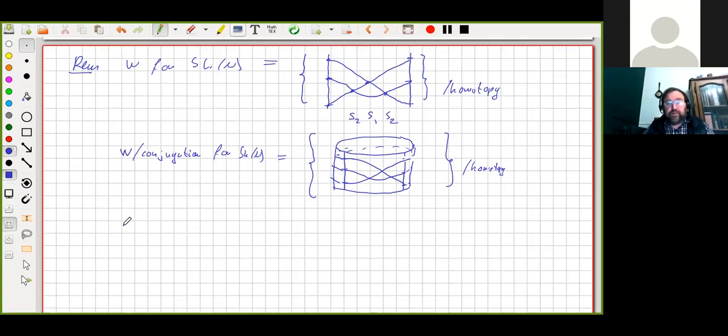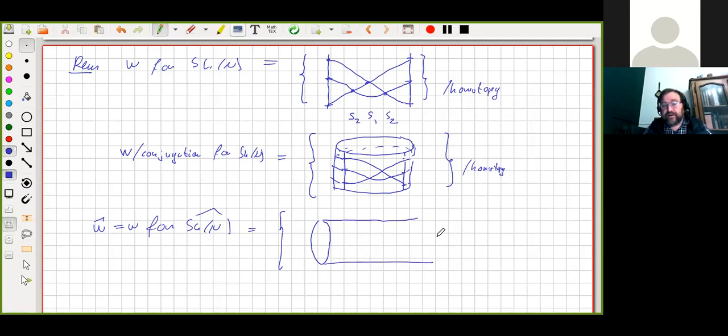Now the third thing, what is W hat? The element W hat, equals W for SLN hat. It is the same story, presented as a diagram, but the difference is that now you take it on the cylinder in the other direction. So you draw a cylinder. You have points on the right, points on the left. And the example of an element of this group is something like that.